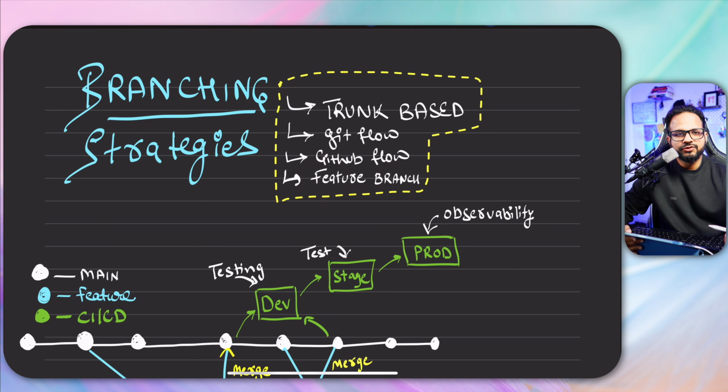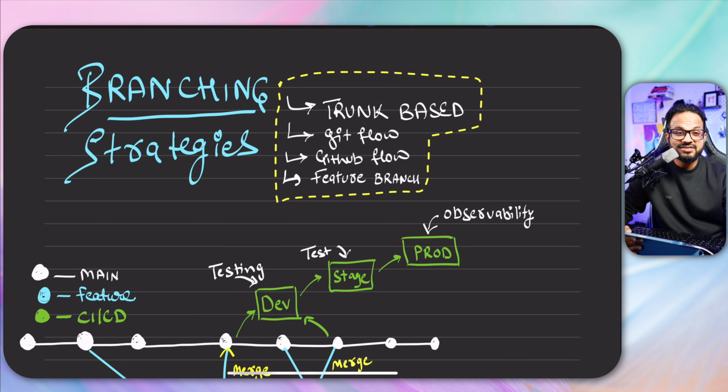What we'll do is create a feature branch for each of the changes and then merge that back into the main branch. Once that is done, we can just delete the feature branch. It is a simple and one of the most common branching strategies that we use these days. Trunk based is also similar to feature branch. It's just that trunk branches are short-lived.